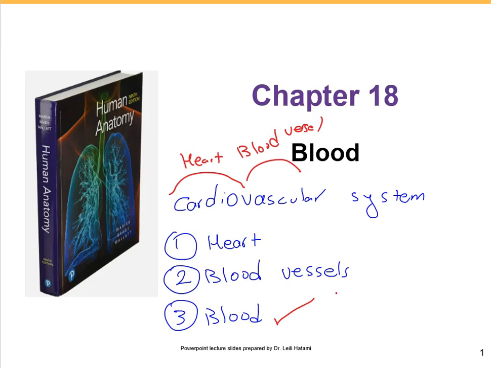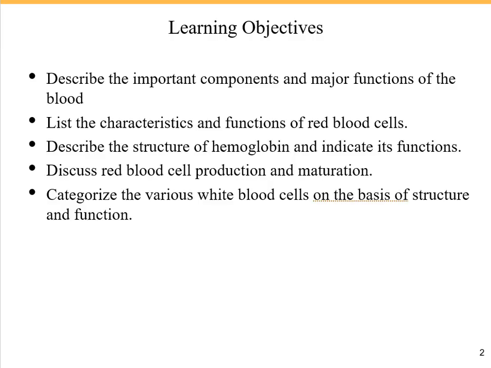Blood circulates throughout the body in blood vessels. At the end of this chapter, we're going to learn about the important components of the blood and also the major functions of the blood. We are going to learn about the features and functions of red blood cells, study the structure of hemoglobin and its function, how the red blood cell is produced, and also the different types of white blood cells, their structure and their function.